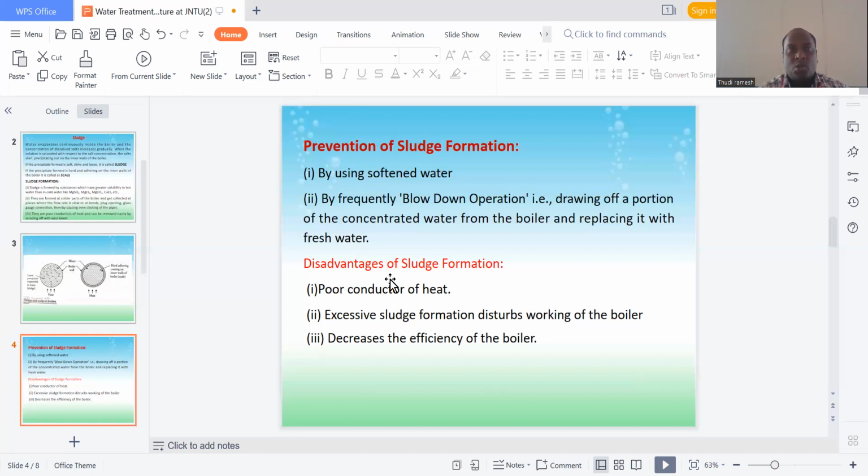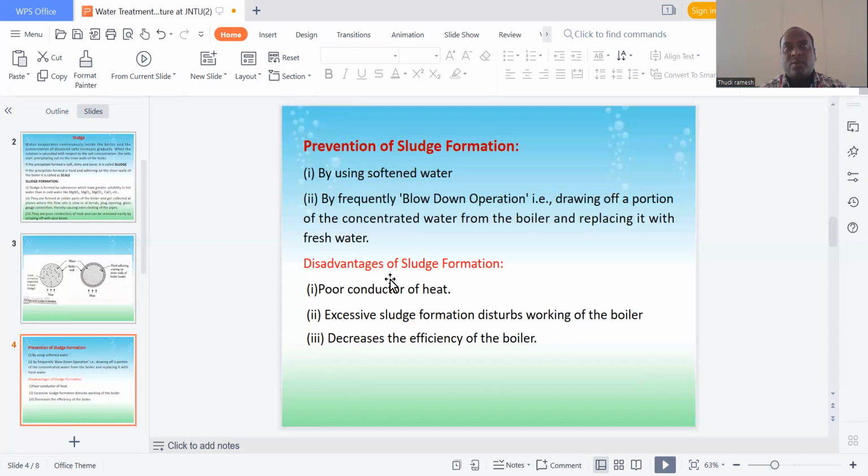At the colder parts, at the joints, at the plug openings, if the sludges get stuck there, it will slowly damage the boiler material also. So sludge is nothing but a soft, loose, slimy precipitate which is formed inside the boiler material. Inside the water, we are going to observe these precipitates.